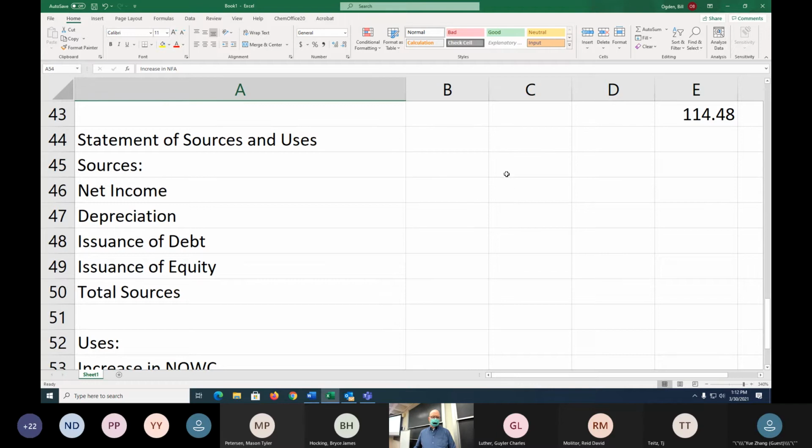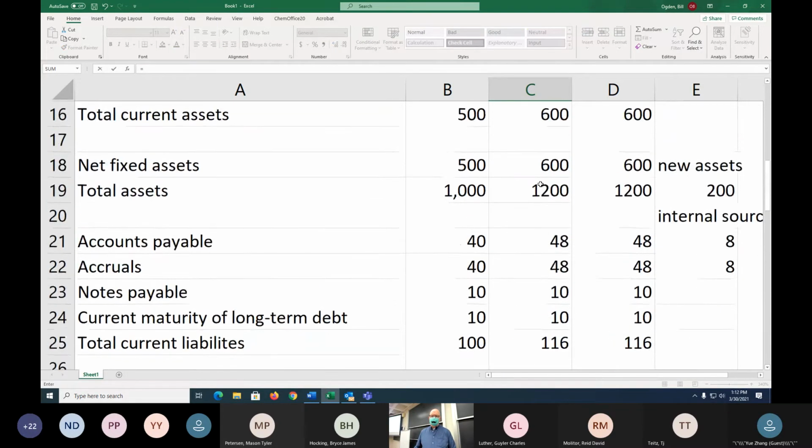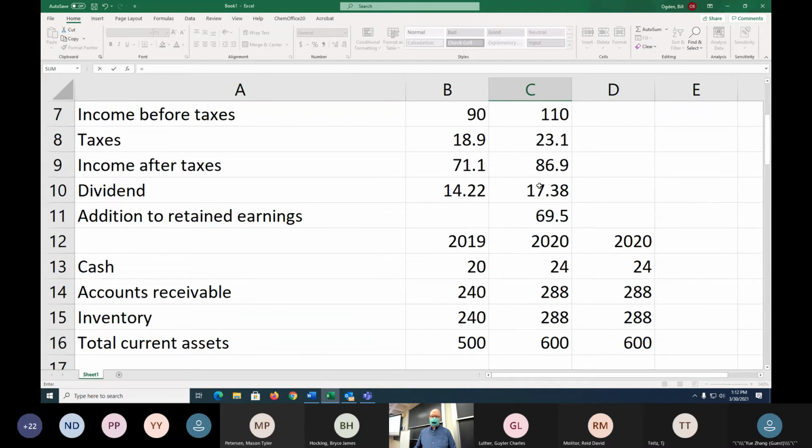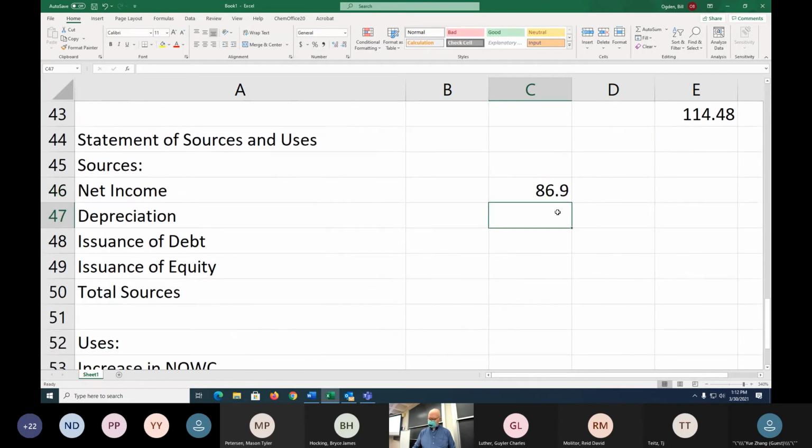So let's do sources. Okay, and let's go net income equals, where we go, 86.9. Depreciation, well, it's not specified here. And then issuance of debt, as of now we don't know it, so I'm going to say equals 0. Issuance of equity, we're going to say equals 0. So as we begin this process, our total sources are 86.9.